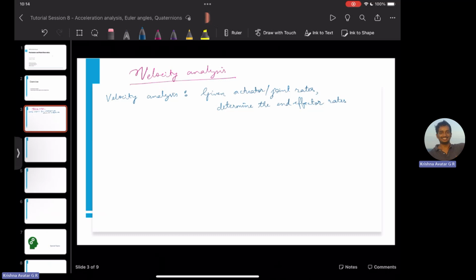So in the forward problem, given certain actuator or joint rates, we have to determine the end effector rates. And for the inverse problem, it is vice versa: for the desired end effector rates, what would be our actuator or joint rates. So that's what we are talking about, right? So today let's revise what was talked about in module 7. We have the forward problem and the inverse problem, right? These are the two aspects of velocity analysis.